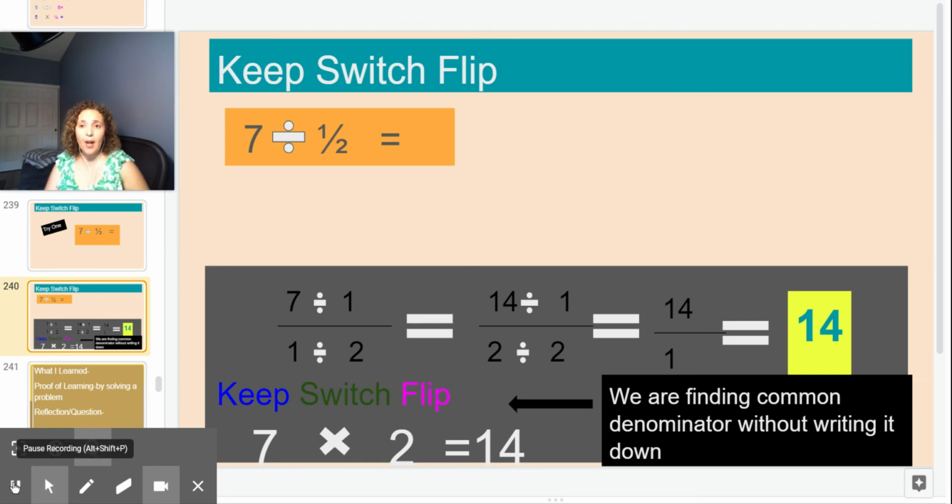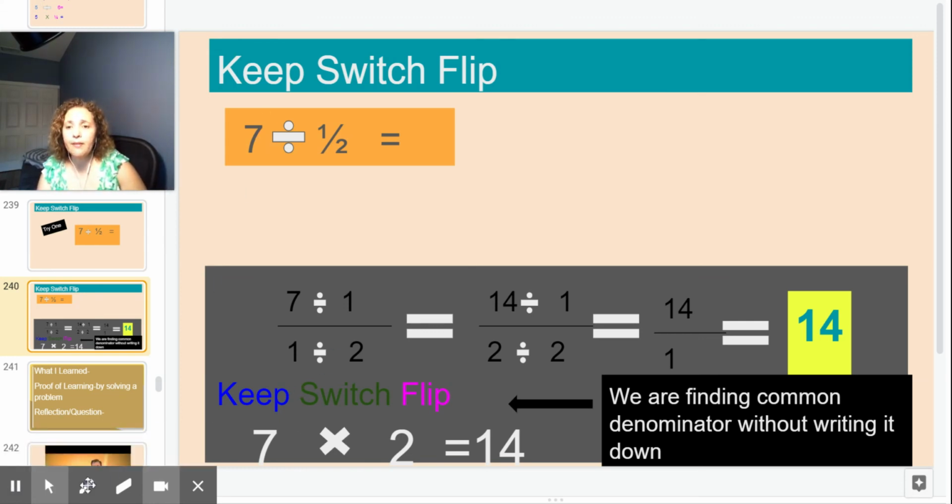Okay. Again, I went ahead and did it both ways. I just wanted to show you: you keep the 7, switch the operation to multiplication. Flip the 1/2, which becomes 2. 7 times 2 is 14. So we are doing it without finding a common denominator. If you wanted to find the common denominator, 2, right? Got a common denominator of 2. So I got to multiply this by 2.